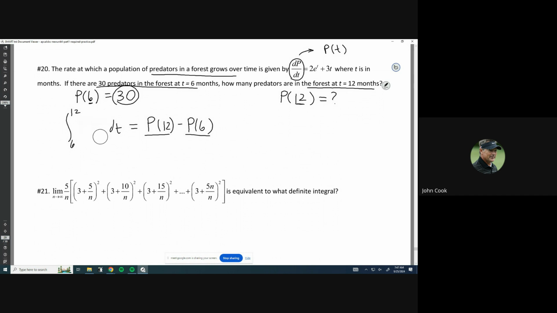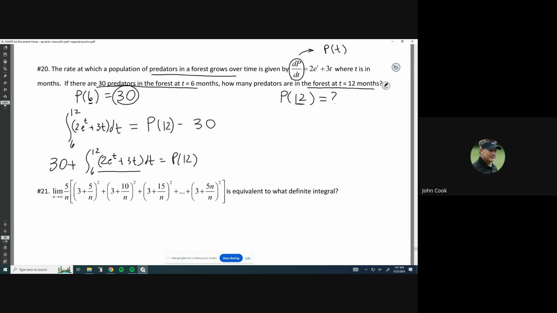The derivative function for the population is given to us, 2e^t plus 3t. And that's a pretty easy antiderivative to take. And then I know that P of 6 is 30. So now we add that start value over. So 30 plus the integral from 6 to 12 of 2e^t plus 3t dt is equal to P of 12. So now we just have to figure out this part.